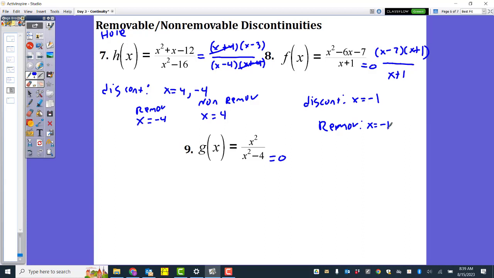Similar thing down here. We have x squared over x plus 2 and x minus 2. Both of these are non-removable because they do not get canceled out. So x equals negative 2 and x equals 2. Okay?